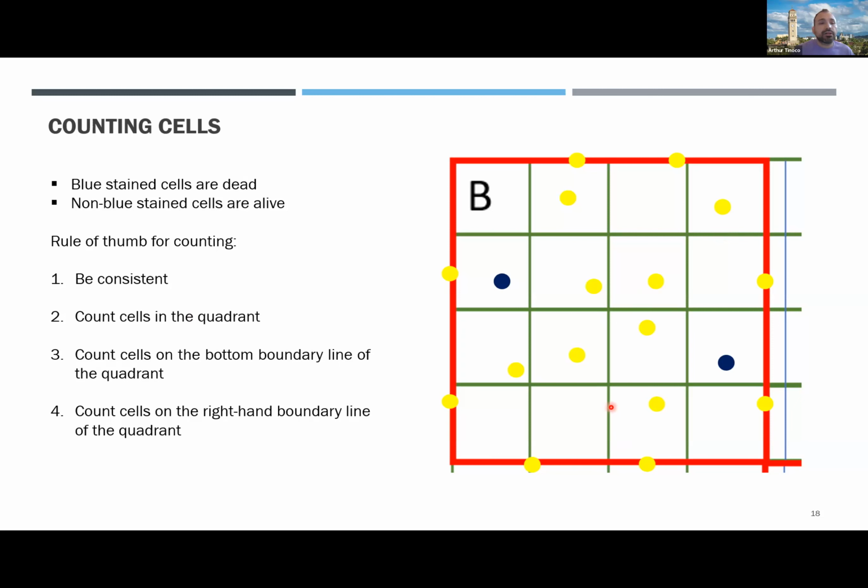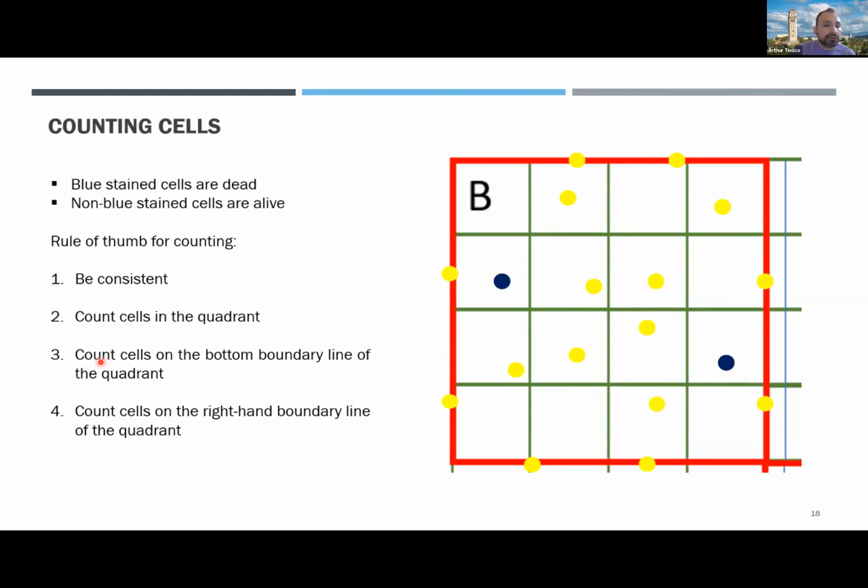So here, the rules of thumb for counting. Obviously, you want to be consistent. So how do we be consistent? Well, we have to be consistent in which cells we actually choose to count. So you're going to count cells in the quadrant. So this is the quadrant, this whole thing defined by the red. So everything inside of it will be counted except for the blue cells, okay?